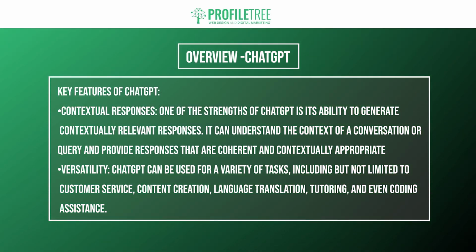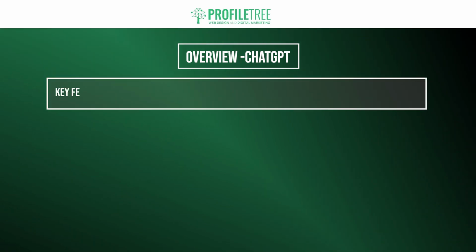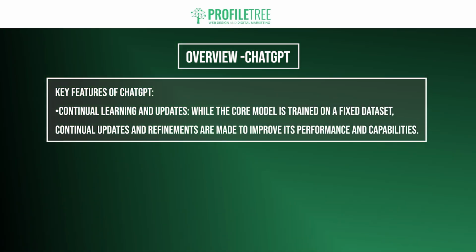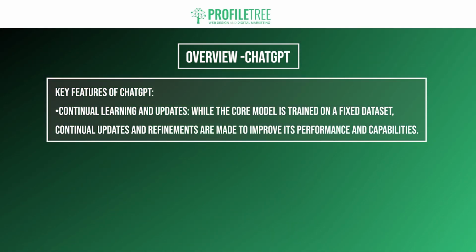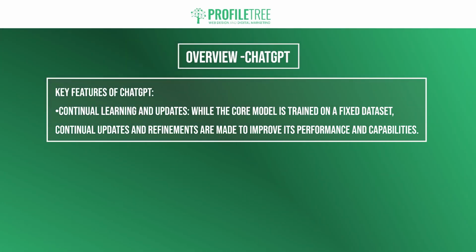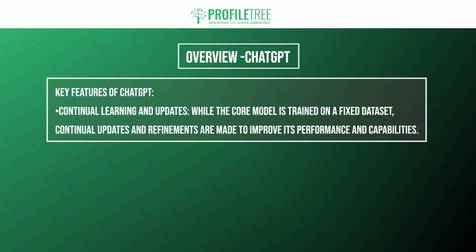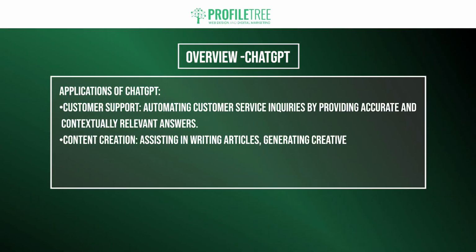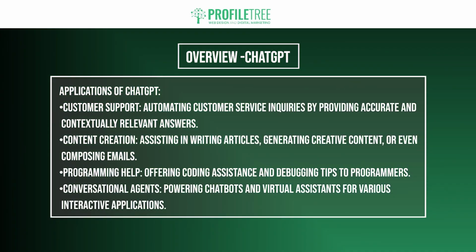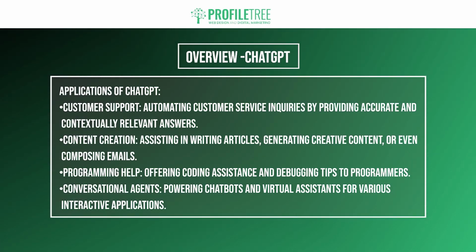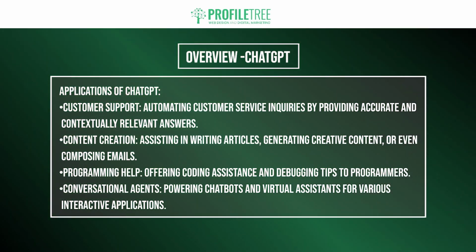Now the fifth key feature is its continual learning and updates. While the core model is trained on a fixed dataset, continual updates and refinements are made to improve its performance and capabilities. So with that being said, what could you actually apply ChatGPT to?